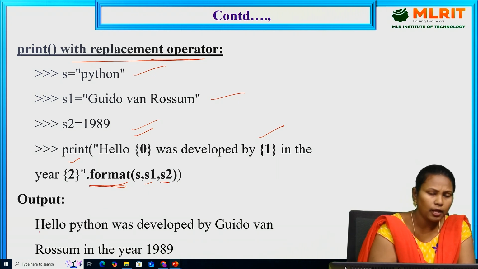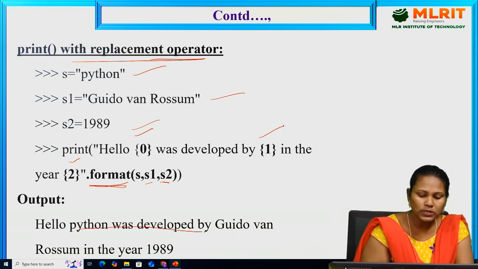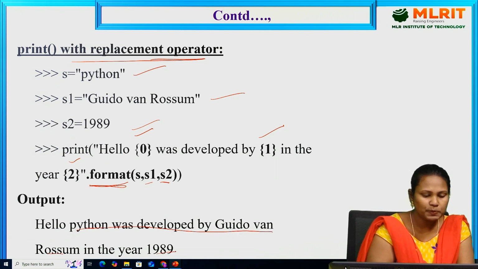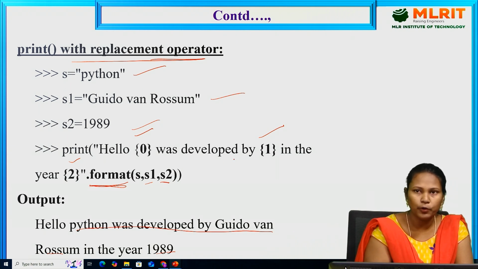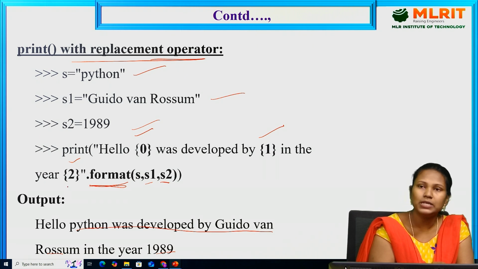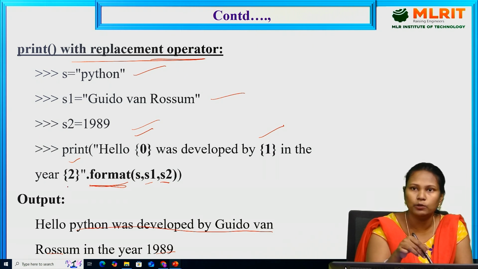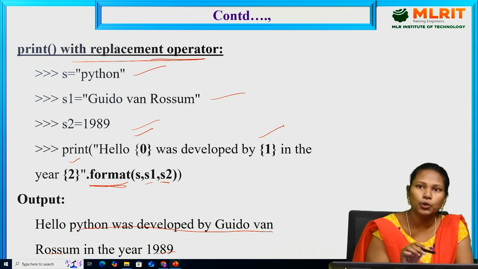So again the output is: hello Python was developed by Guido van Rossum in the year 1989. We specified the hello only. {0} means Python, "was developed by" we wrote, {1} is Guido van Rossum, "in the year", and {2} is 1989. We are replacing the values with the help of .format. The format function is used to pass the values to its placeholders.